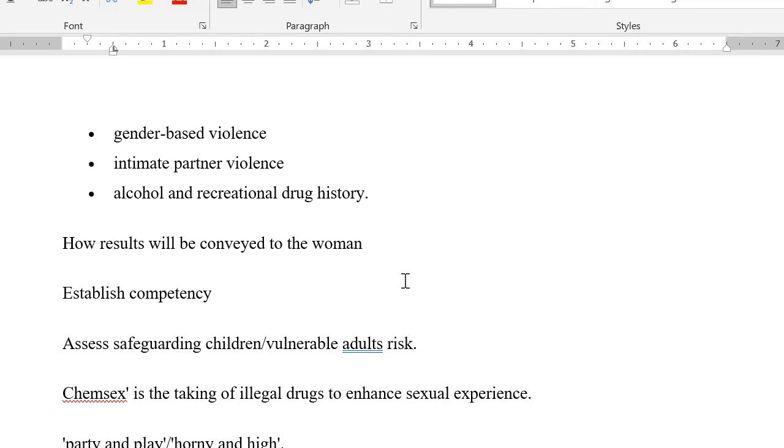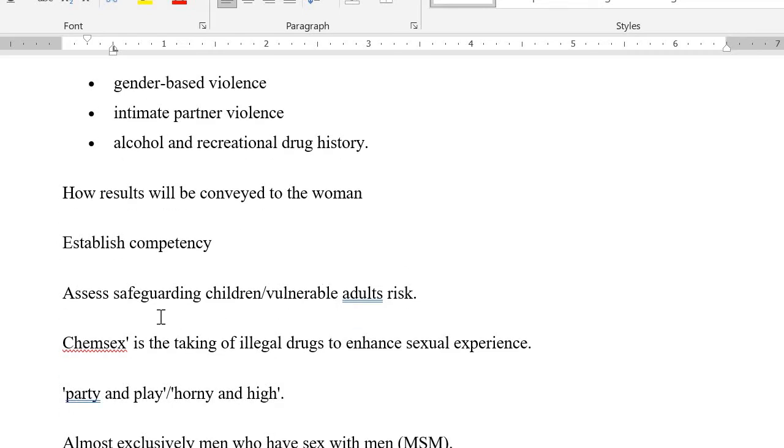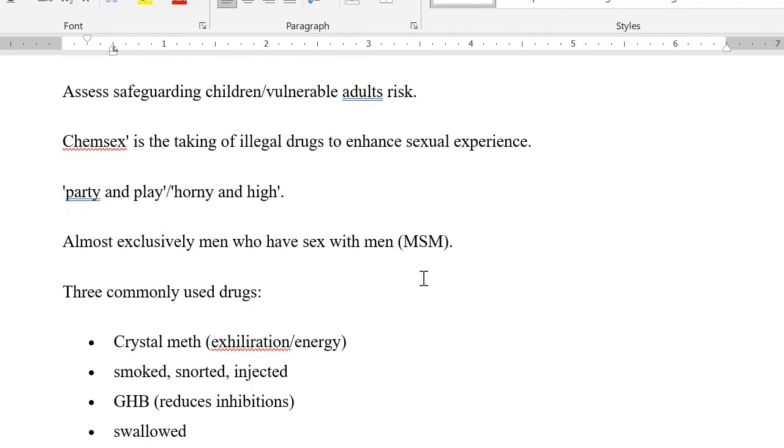Then how results will be conveyed to the woman. Then you need to establish competency, that is, whether she is going to take the drugs regularly, as you will need to check her compliance. Okay, if it is in doubt, then it is an indication to admit them. Assess safeguarding. Are there children at home? Are there any vulnerable adults? Then you should know about chemsex also.